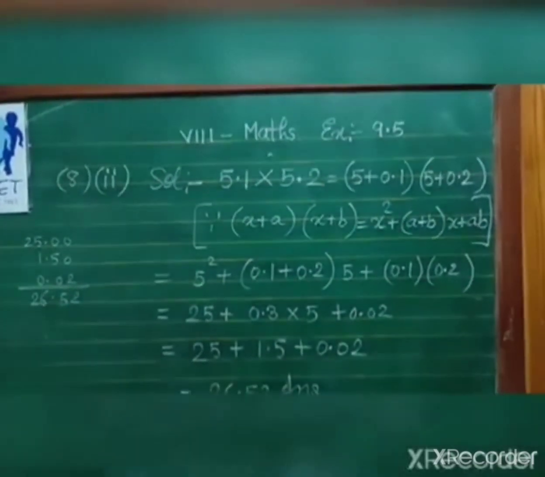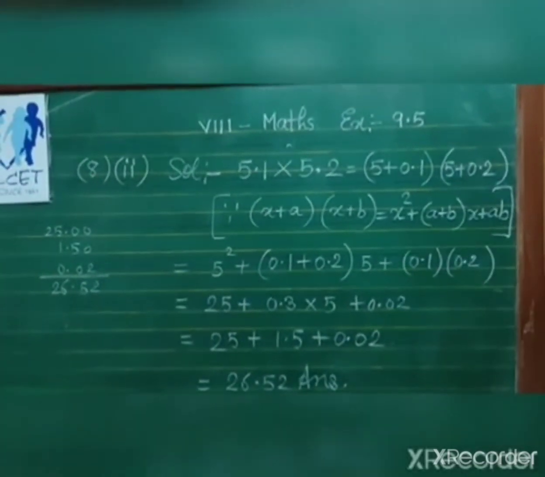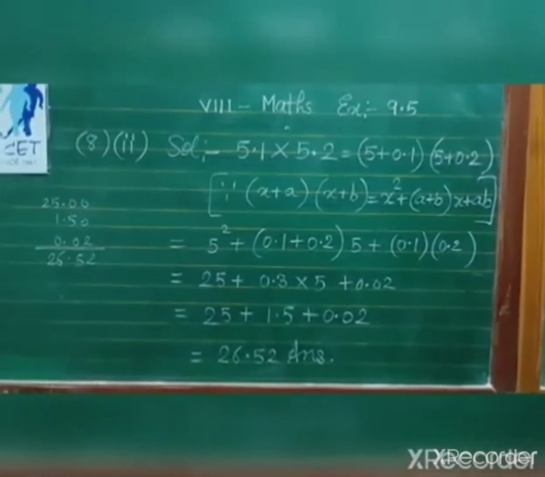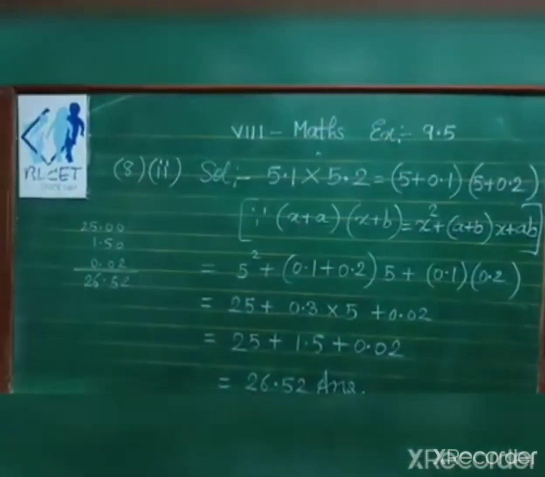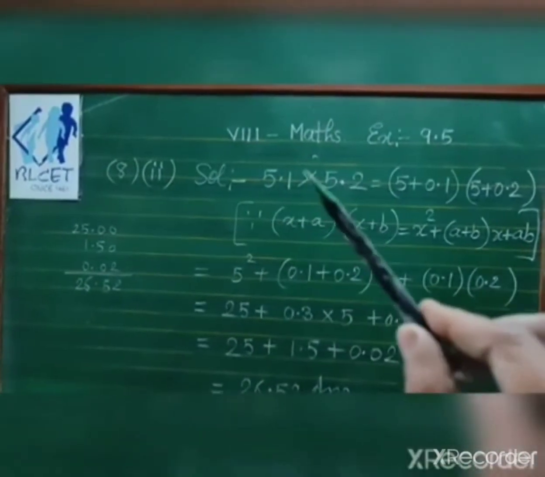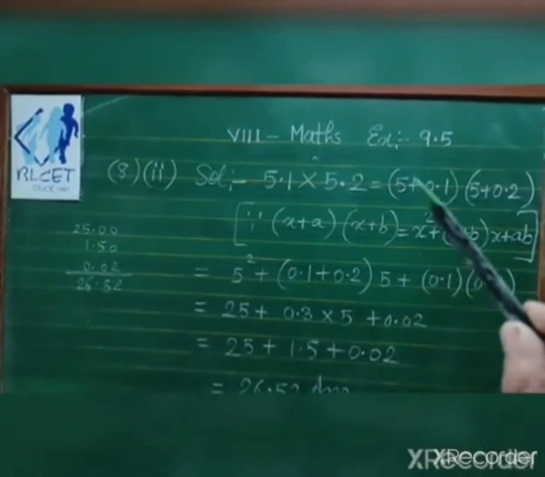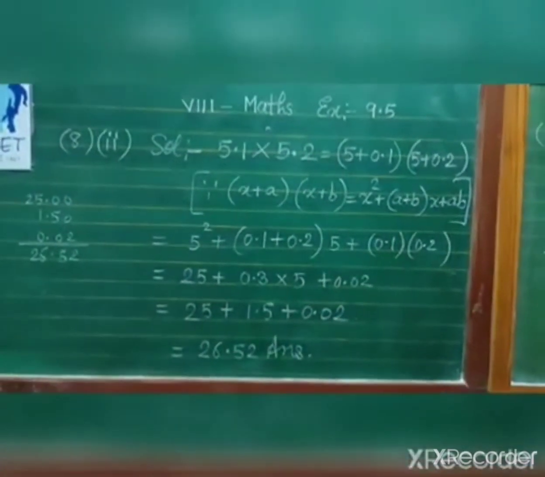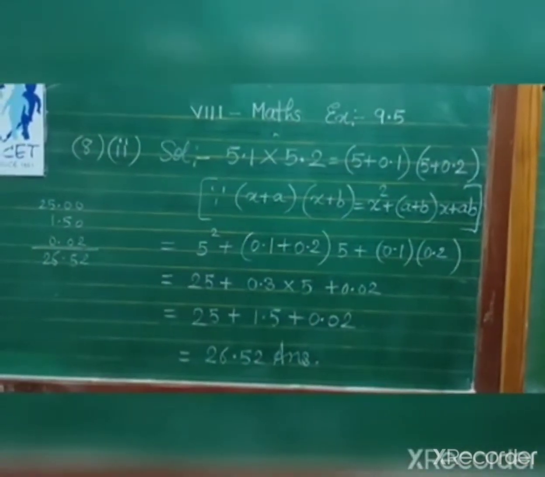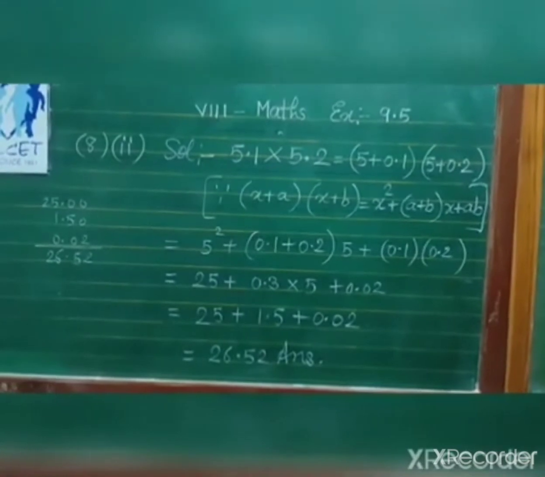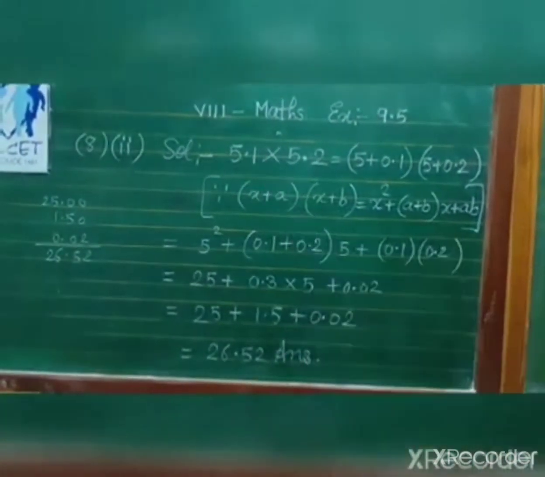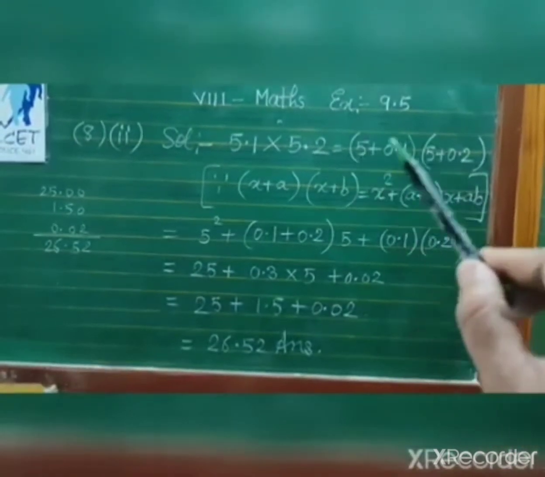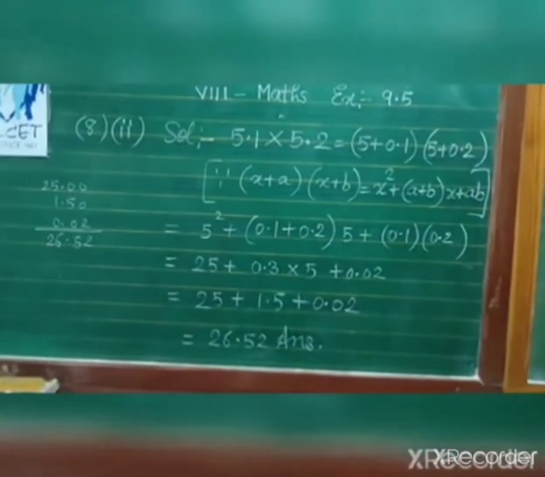In the eighth question, we have to use this identity: x plus a, x plus b is equal to x square plus, in the bracket a plus b, into x plus a into b. So I am solving for you the second sub question of the 8th. 5.1 into 5.2 is equal to 5. Near to 5 you can say these numbers. So 5 plus 0.1, and in the bracket 5 plus 0.2. Again you will add, so the same number you are getting. So you can see in these two brackets the first number is the same.